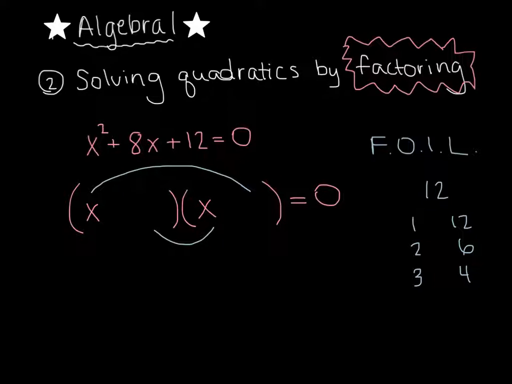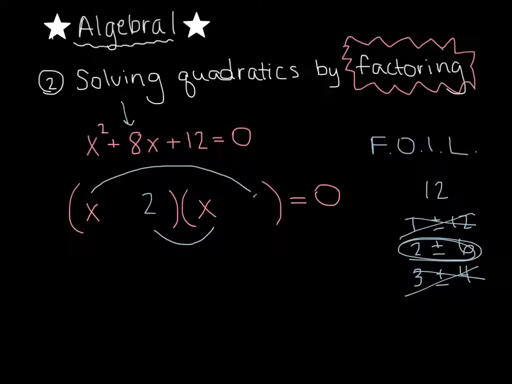So now I can go through my list over here and say, well, I can either add or subtract these numbers. If I add 1 and 12, I get 13. If I subtract 1 and 12, I get 11. That's out. I, again, am looking for the 8. So 2, I can either add or subtract. If I add 2 plus 6, ding, ding, ding, I have a winner. And let's just be thorough. If I add 3 and 4, I get 7. If I subtract 3 and 4, I get 1. That's out. So we're thinking this has to be the 2 and the 6.